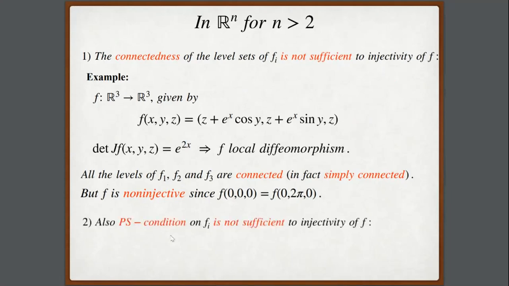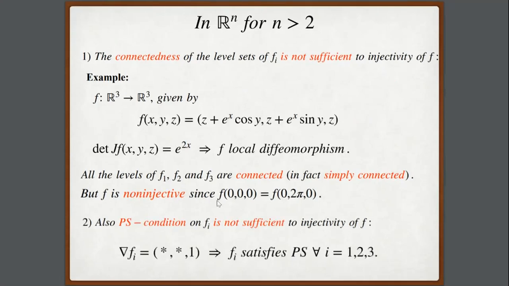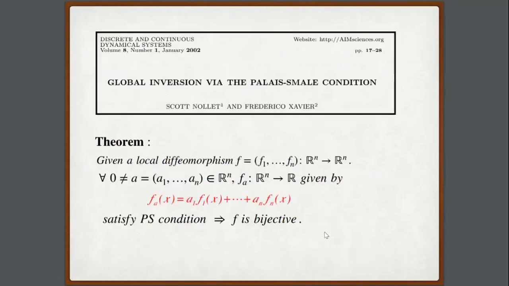And about the analytical condition, the PS condition on Fi is not sufficient for injectivity also. This example shows this because for each Fi, the third component of the gradient is 1. So this prevents it from going to 0 and naturally satisfies the PS condition. And this doesn't imply injectivity also.